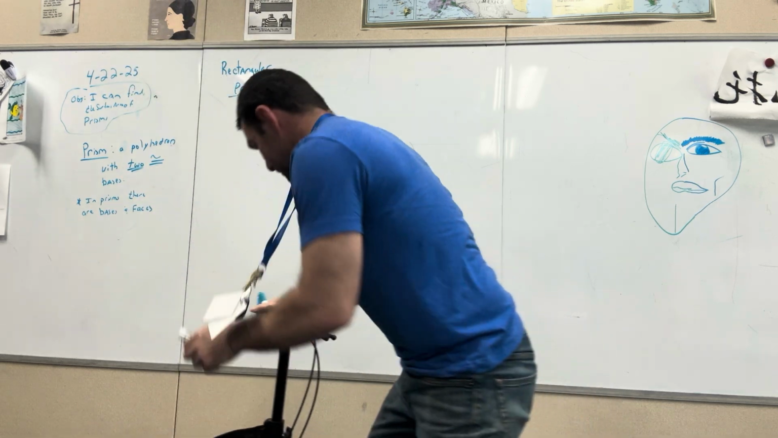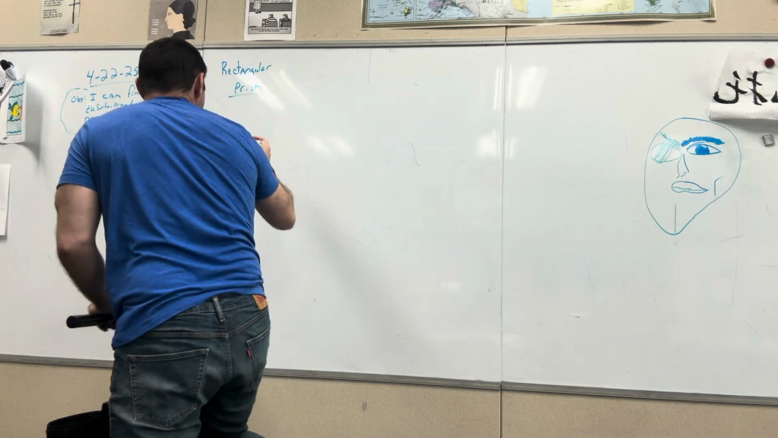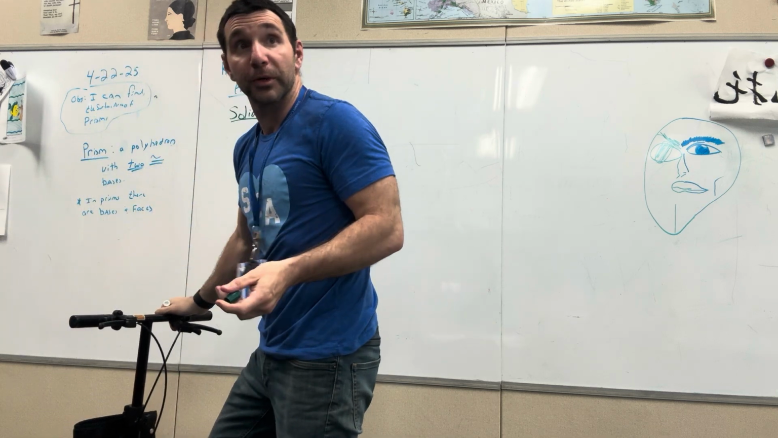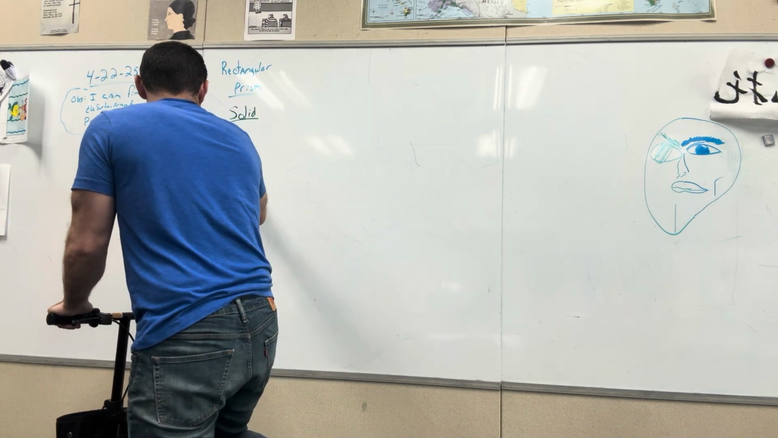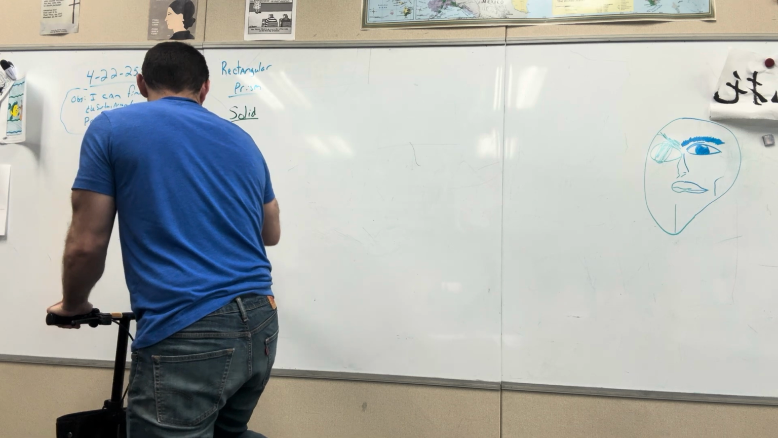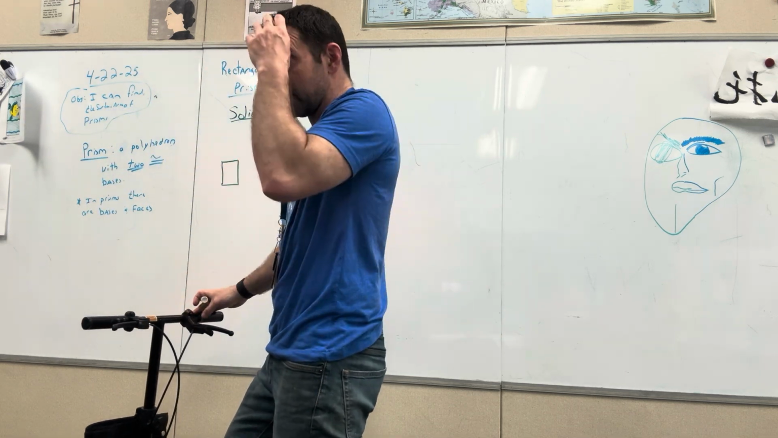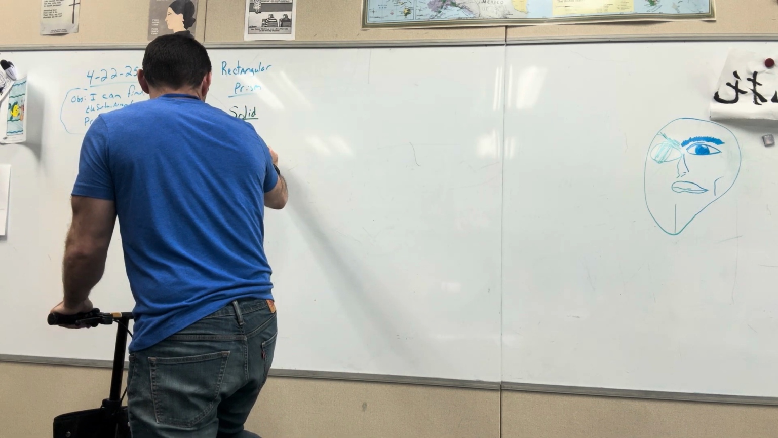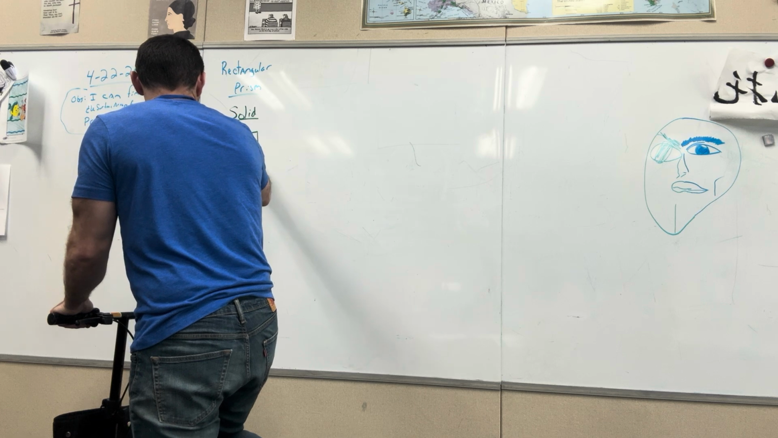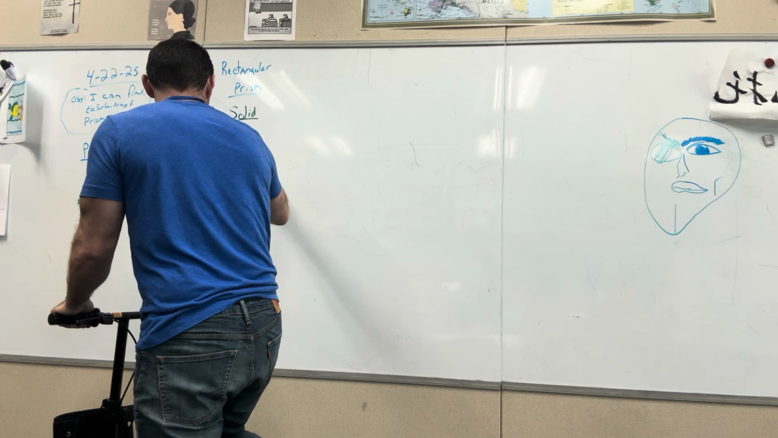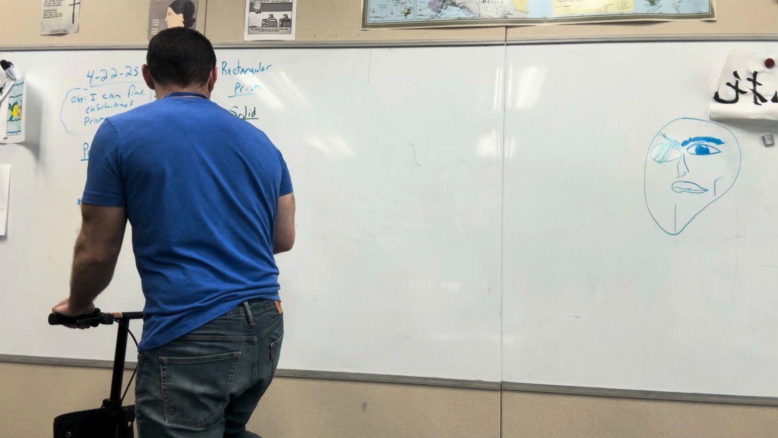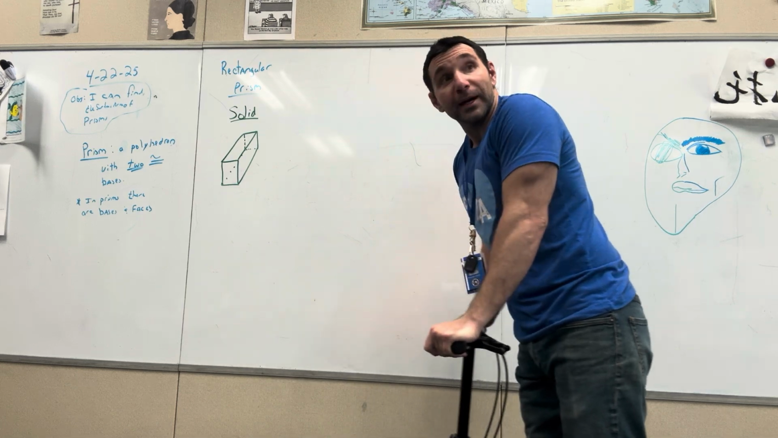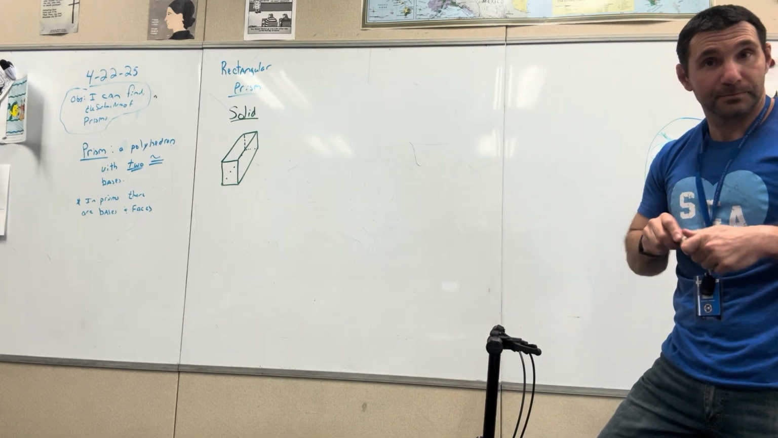Okay, so we have things called the solid. The solid is your traditional three-dimensional figure. So when I draw this, I'm going to start with a rectangle. Okay, so that is a rectangular prism.